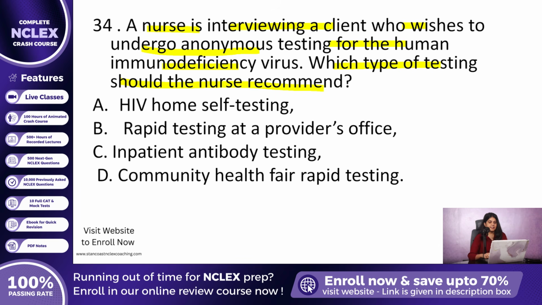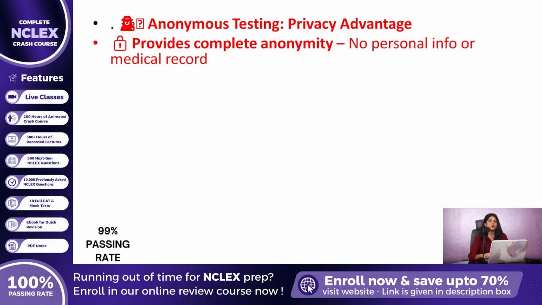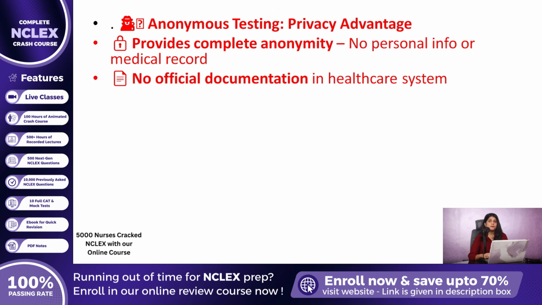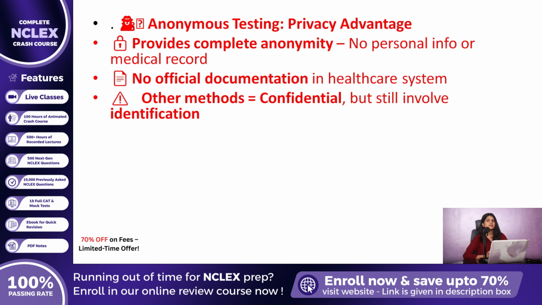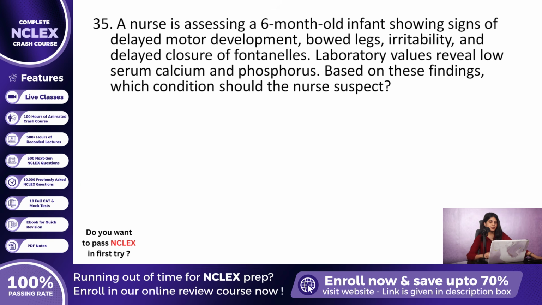The correct answer is option A. HIV home self-testing. This method allows individuals to privately obtain results without creating a record in the healthcare system, preserving full anonymity. Other methods, though confidential, still involve some form of personal identification and may result in mandatory public health reporting.